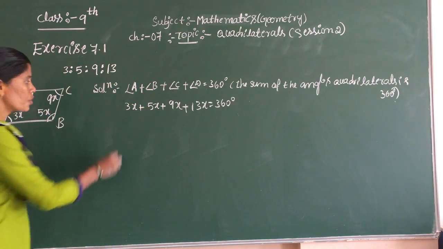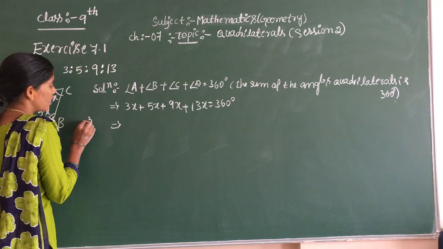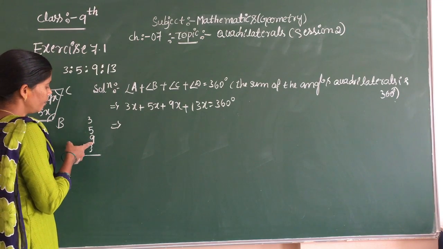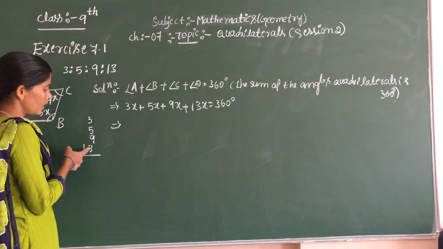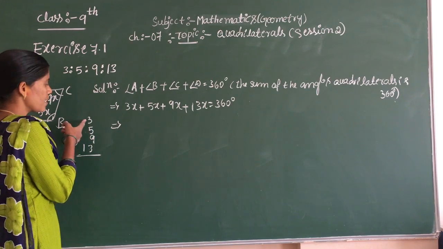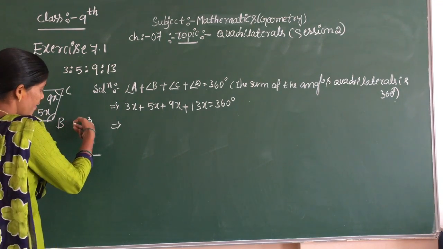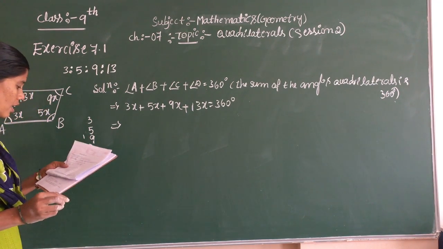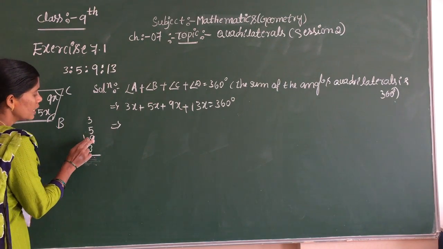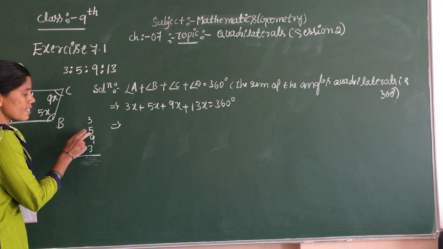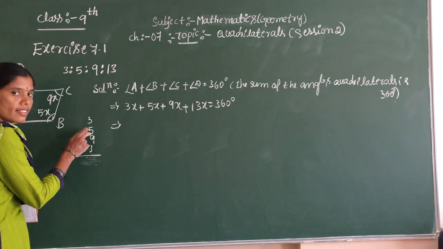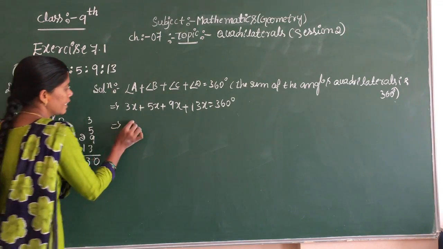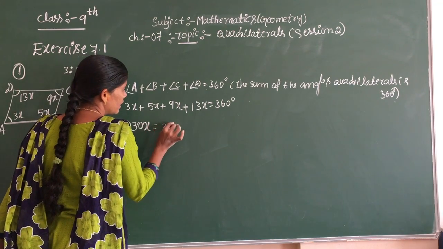Did you get this? So you should add 3, 5, 9 and 13. Here 9 plus 3 is 12, 12 plus 5 is 17, 17 plus 3 is 20. Sorry children, let me redo it: 9 plus 3 is 12, 12 plus 5 is 17, and 17 plus 13 is 30. So 30x is equal to 360 degrees.